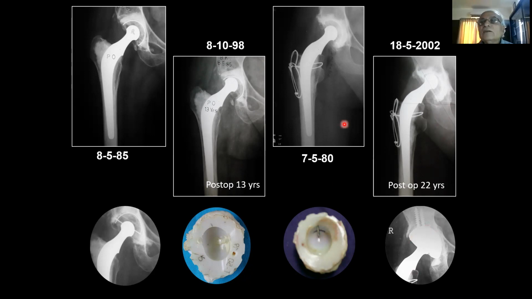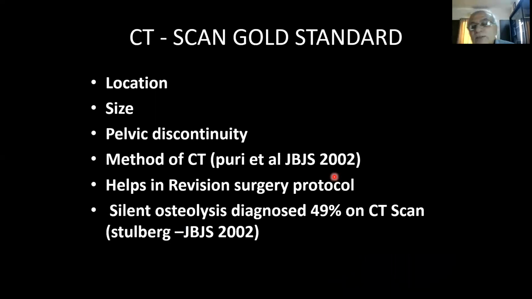And look at that, no osteolysis after 22 years. So we really don't know. So genetics also plays a role in osteolysis, and there's a lot of work going on. So what is the gold standard to pick up the osteolysis?